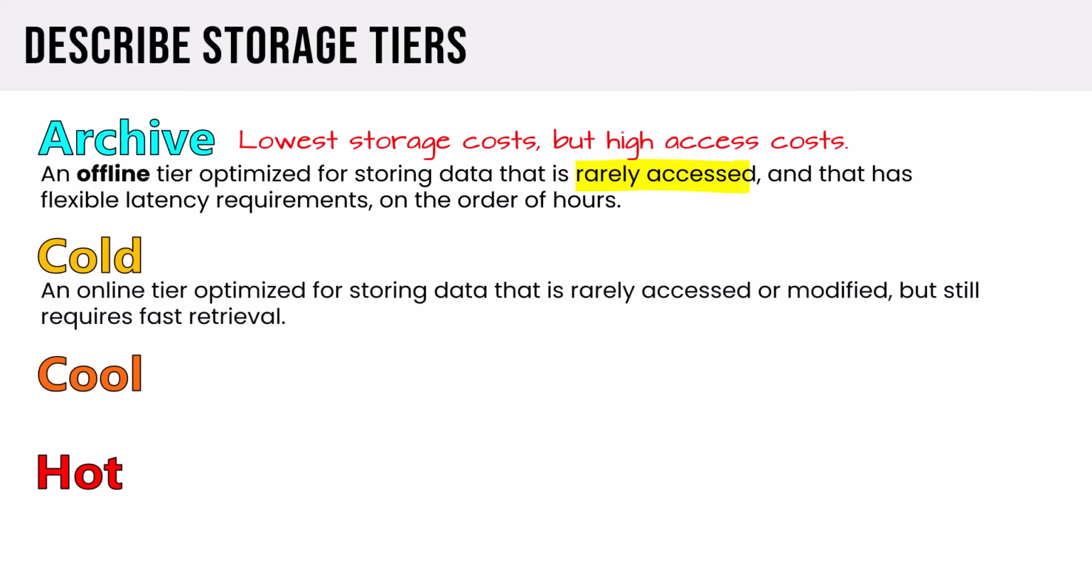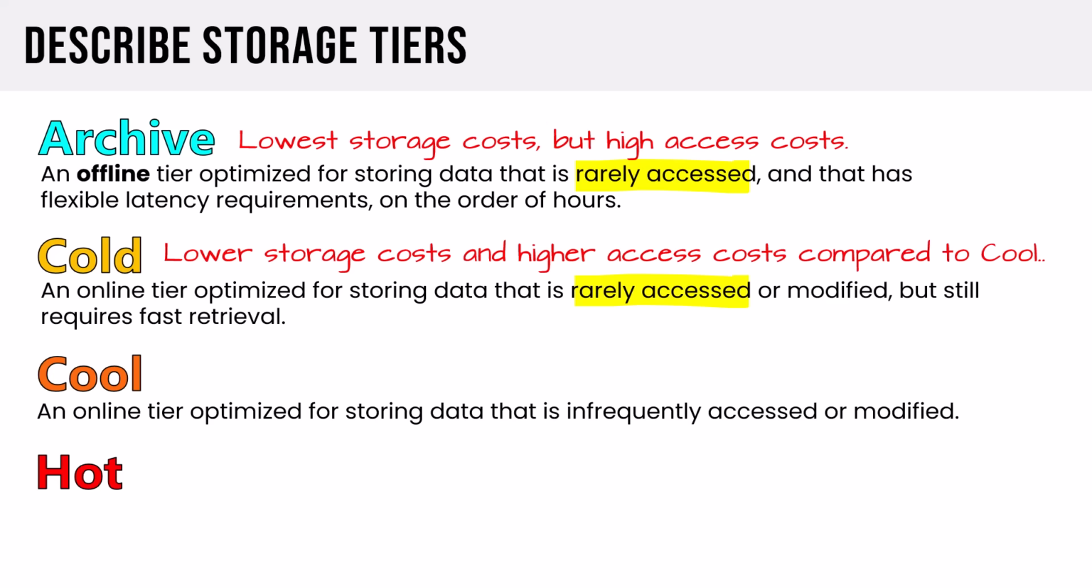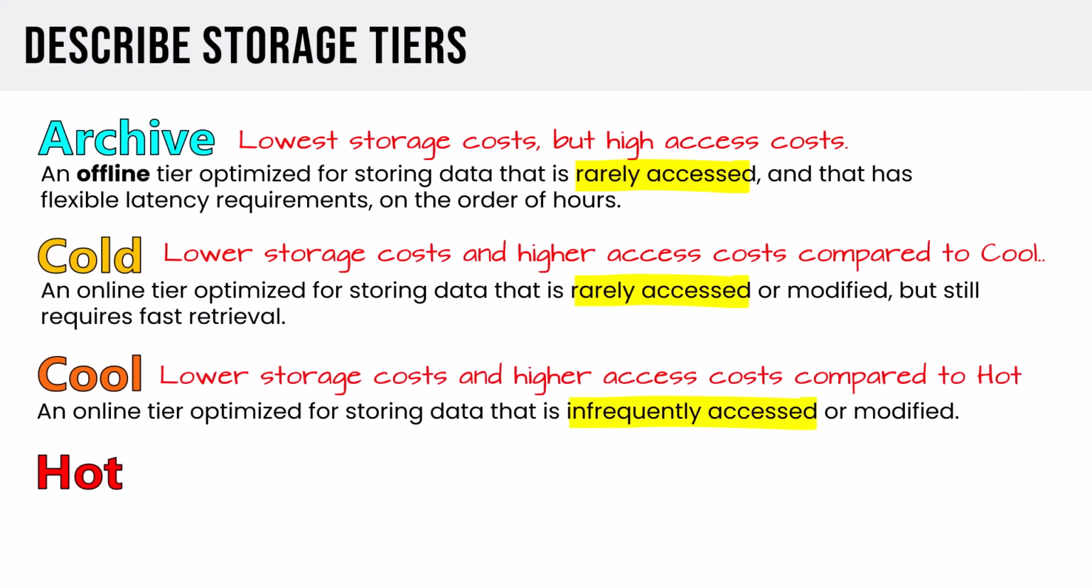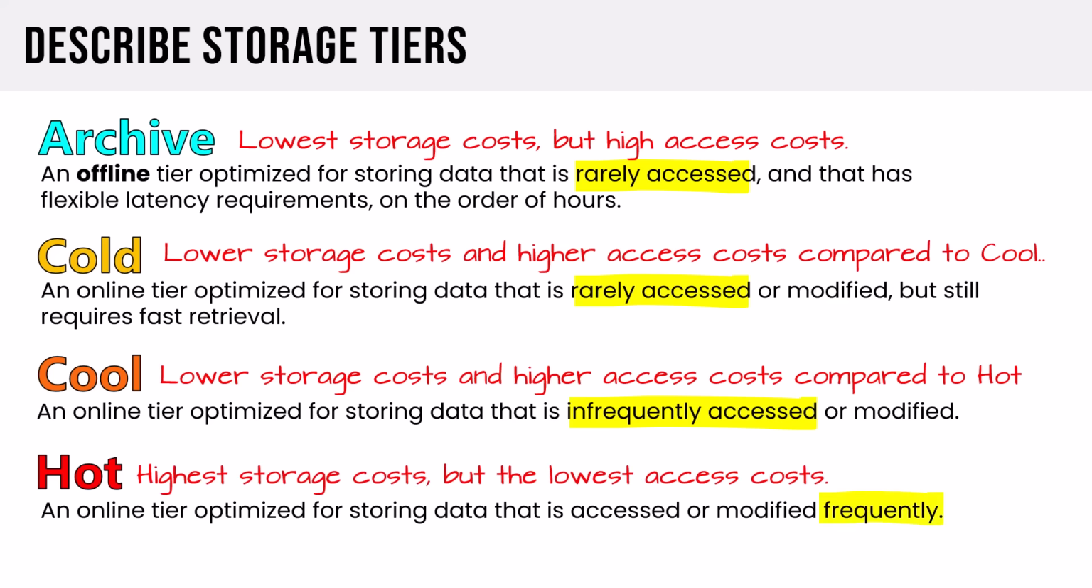And then we have the cold tier, which is an online tier optimized for storing data that is rarely accessed or modified, but still requires fast retrieval. So lower storage cost and higher access cost compared to the cool tier, which is an online tier optimized for storing data that is infrequently accessed or modified. So this has lower storage cost and higher access cost compared to the hot tier, which is an online tier optimized for storing data that is accessed or modified frequently. Highest storage cost, lowest access cost.